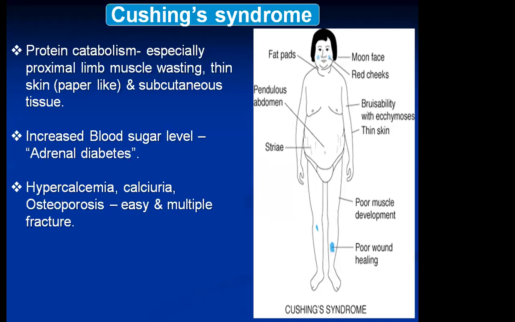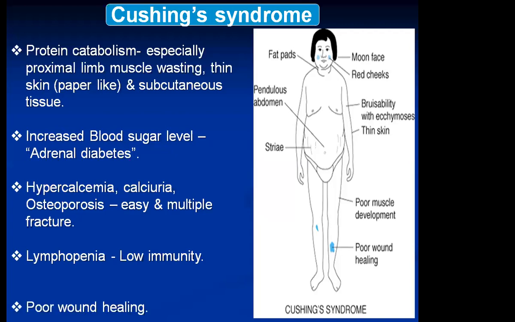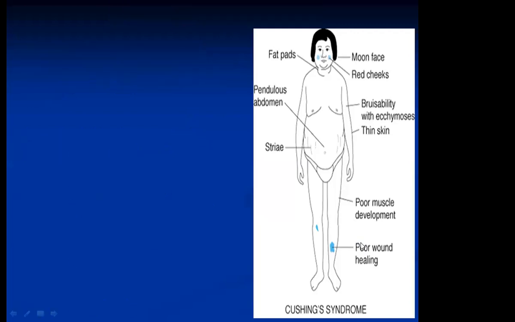It will lead to hypercalcemia, calciuria, and osteoporosis. I had told you that it will lead to increase in the osteoporosis, and therefore there will be easy and multiple fractures. Because of suppression of lymphocytes, in this particular patient, the immunity levels will be low, of course, and therefore also there will be poor wound healing, as you can see in this particular diagram as well. Okay, so these are the various features.